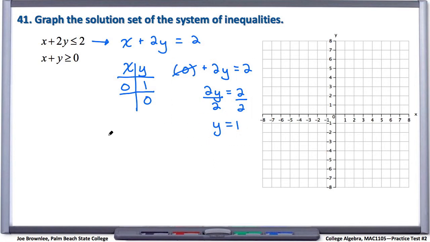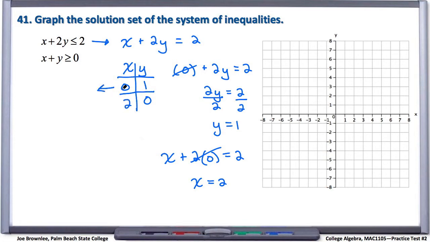Now we're going to go ahead and find the x-intercept. I'll leave that work up there. What we're going to do is plug 0 in for y and solve for x. So x plus 2, plug in that 0 for y, equals 2. We know 2 times 0 goes away, that's just 0, so we're left with x equals 2. All right, so now we've got our xy table filled out.